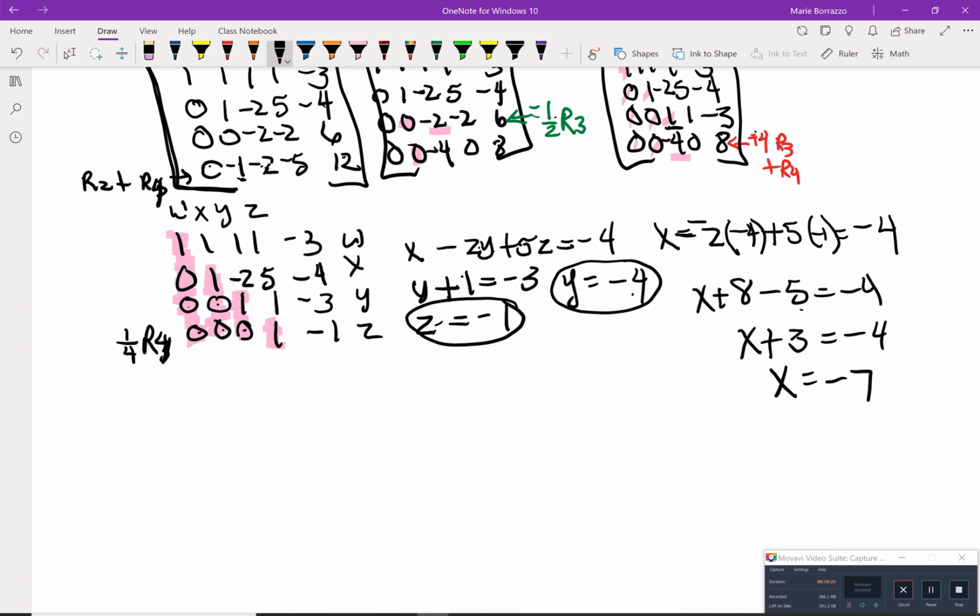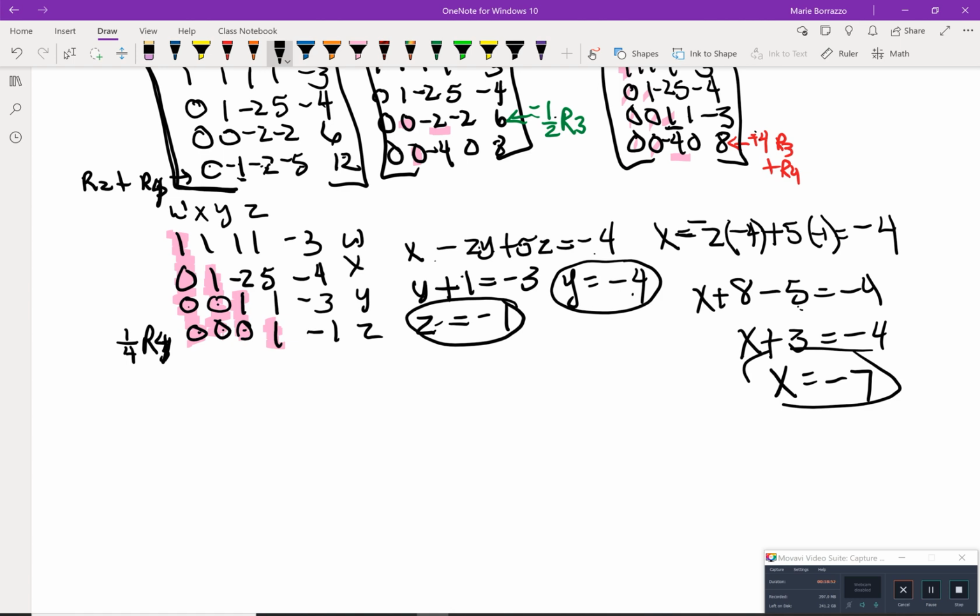All right, and so we continue working backwards. Minus 2Y plus 5Z equals negative 4. All right, and I know that Y is negative 4, so that becomes plus 8. Just checking the math real quick. And then 5 times negative 1 is negative 5. Yeah, okay. I'm comfortable with this so far. Okay, so we have X, Y, and Z so far, at least. Now we solve for W.